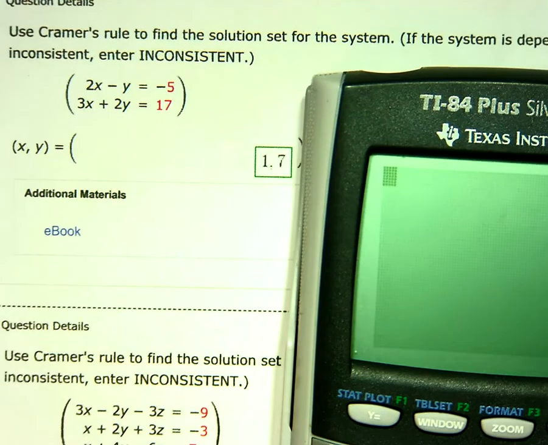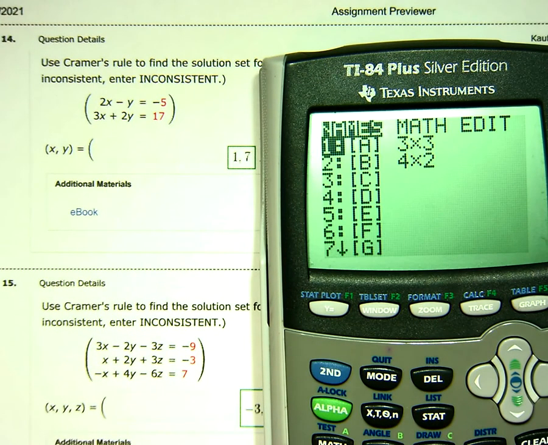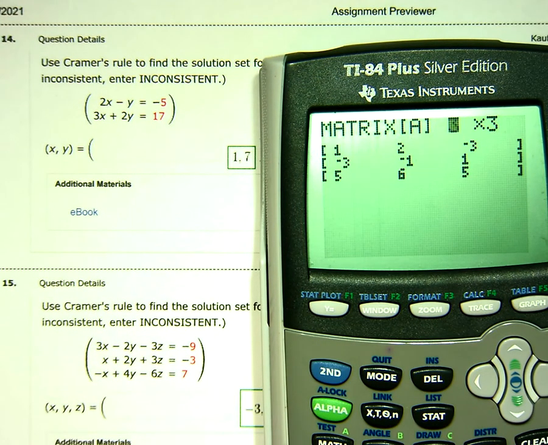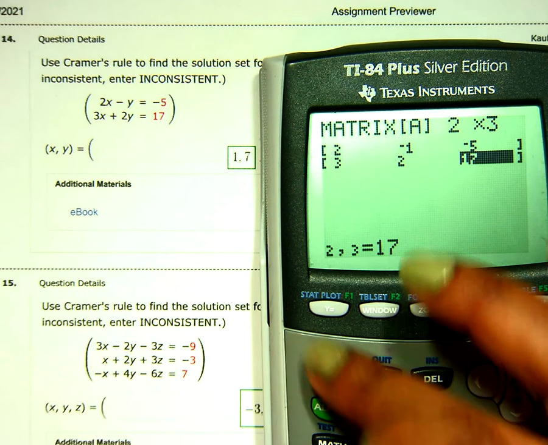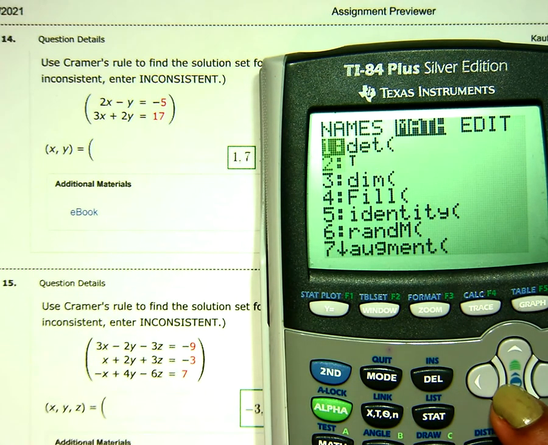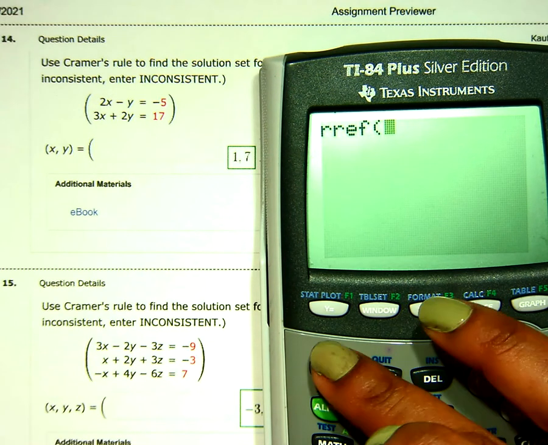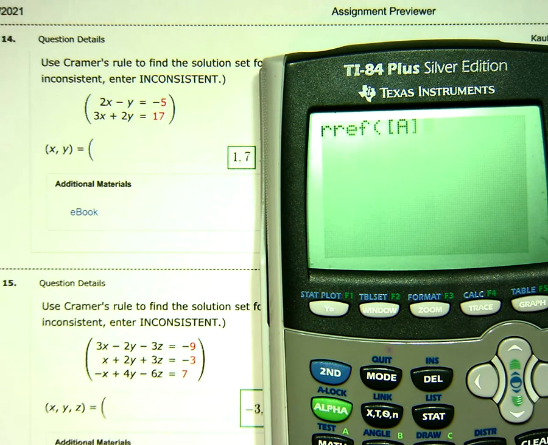So I'm going to go to second matrix, go over to edit, hit enter. This is a 2 by 3 matrix. So for your first row, you have 2, negative 1, negative 5. Second row, we have 3, 2, and 17. So I'm getting it from the numbers. Second mode to exit out of the app. Second matrix again. Go over to math. Go all the way down until you see RREF. So hit enter. Second matrix. Enter again. Enter one more time. Voila! Our last column matches what the answer choices are.